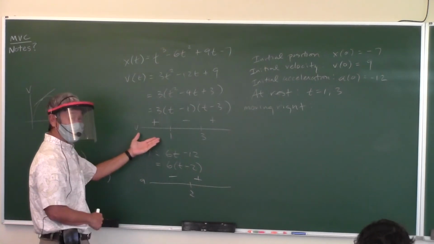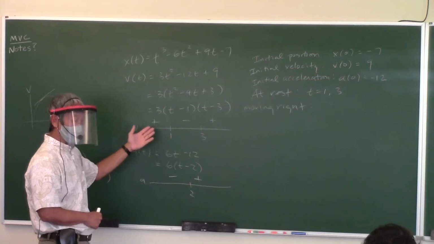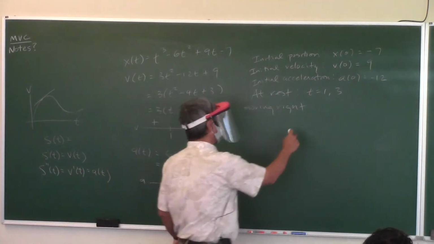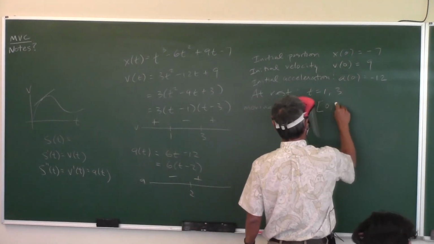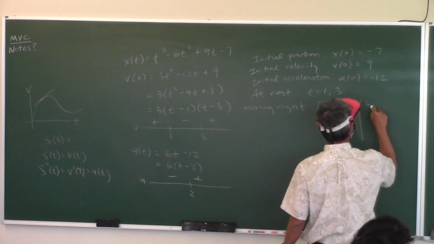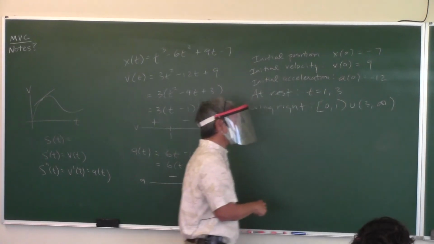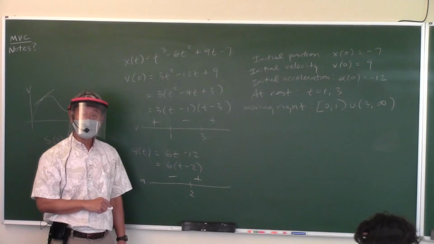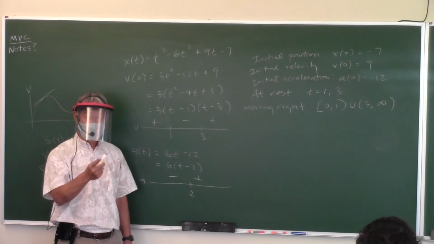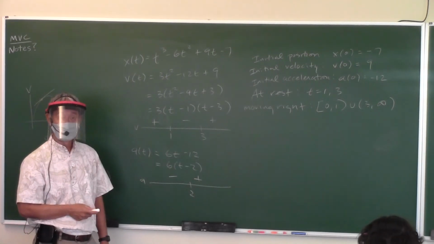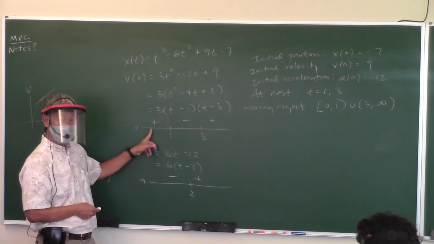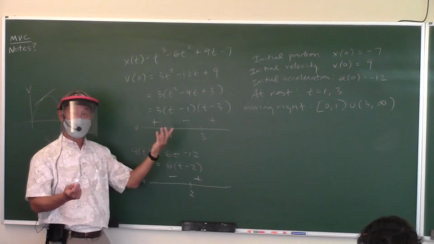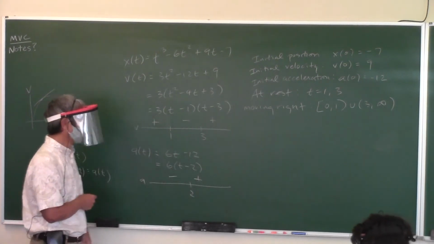So all you have to do is look at your number line. When is the particle moving to the right? In other words, when is the velocity positive? Just look at your number line. So what do you write? 0 to 1, and then 3 to infinity and beyond. Wait, Mr. Park, how come it includes 0? No, let me ask you that. Why does it include 0? Because here's 0. Isn't the velocity positive? Yes. Therefore, it's moving to the right. That's why it includes 0.